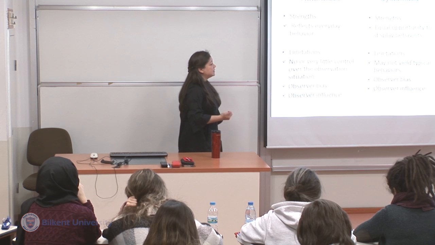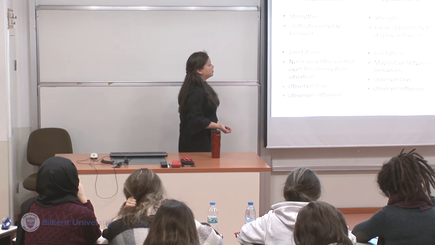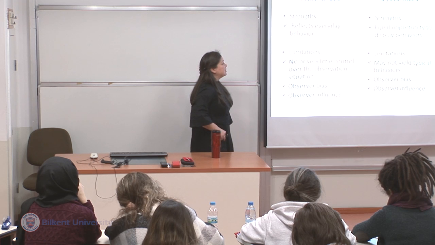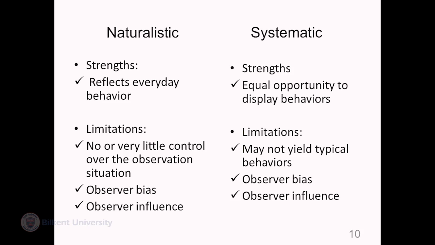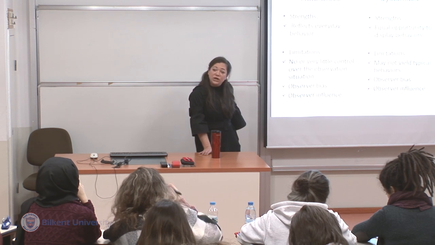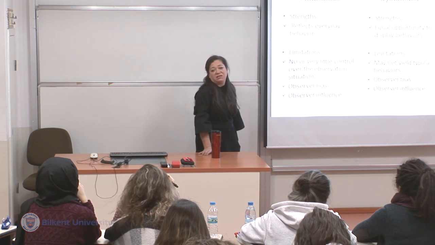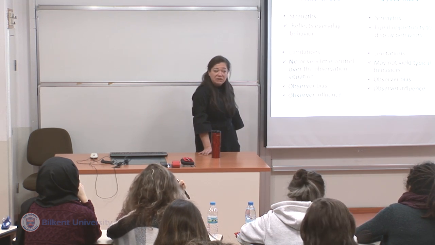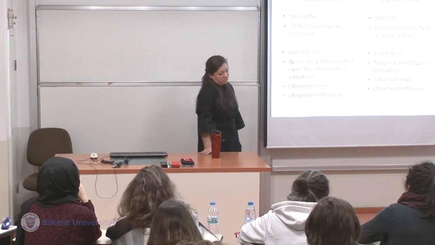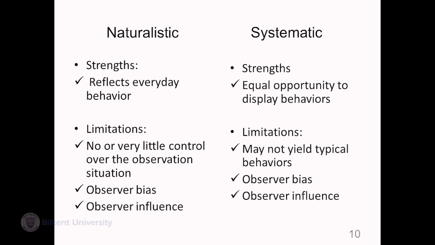Okay. What are the strengths and weaknesses of naturalistic versus systematic research? Strengths are that naturalistic research reflects everyday behavior, meaning you are basically seeing the child at his or her most comfortable state. They're going to show you what they do every day. It is not going to be atypical as compared to their regular behavior. What are the limitations of naturalistic research? There is no or very, very little control over the observation situation.